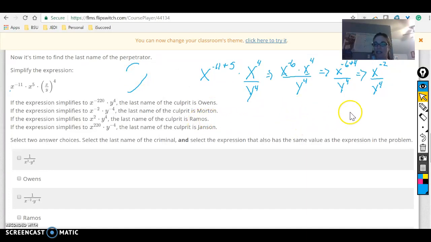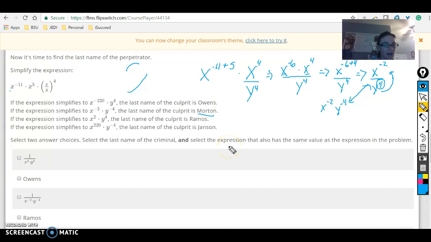Let's see. I can change this to x to the negative 2, y to the negative 4, because if I have a positive exponent in the denominator, if I want to move that variable or number up to the numerator, I just have to change the sign of the exponent. So x to the negative 4th is the same as 1 over x to the 4th, or y to the negative 4th is the same as 1 over y to the positive 4. So these two quantities here are equal, which means that the last name of our culprit is Morton.